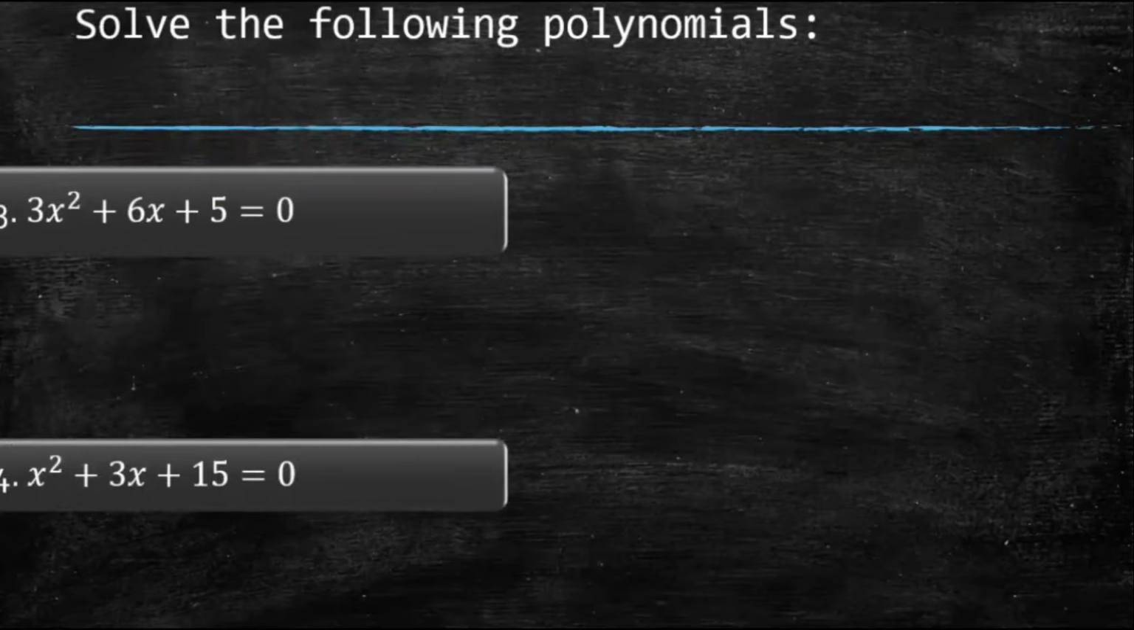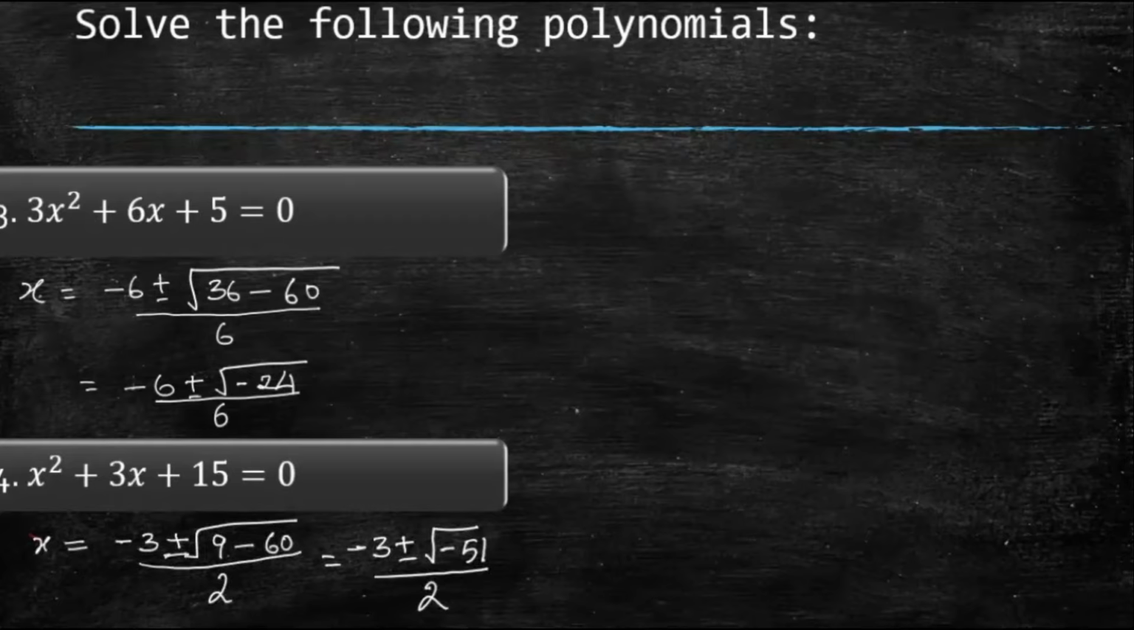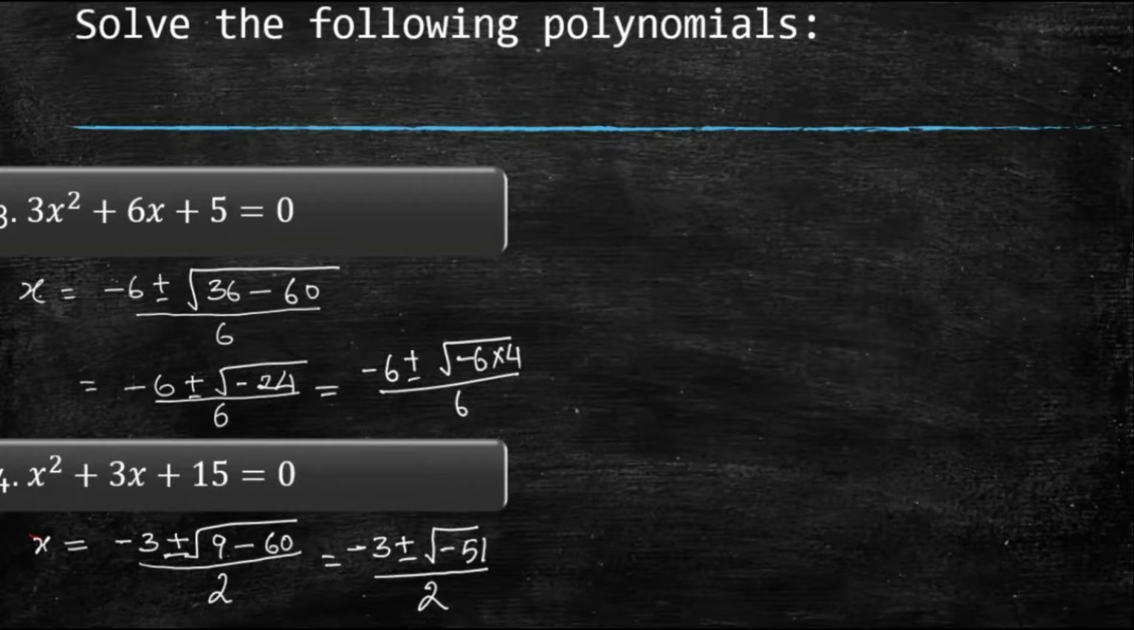Now try to solve them by pausing the video and check your answers here. This is the answer. In this case, you have minus 6 plus or minus square root of minus 24 over 6. Minus 24 can be simplified further as square root of maybe minus 6 times 4, divided by 6. Or you can even use 8 times 3, but that is not going to help us to remove anything from the square root.